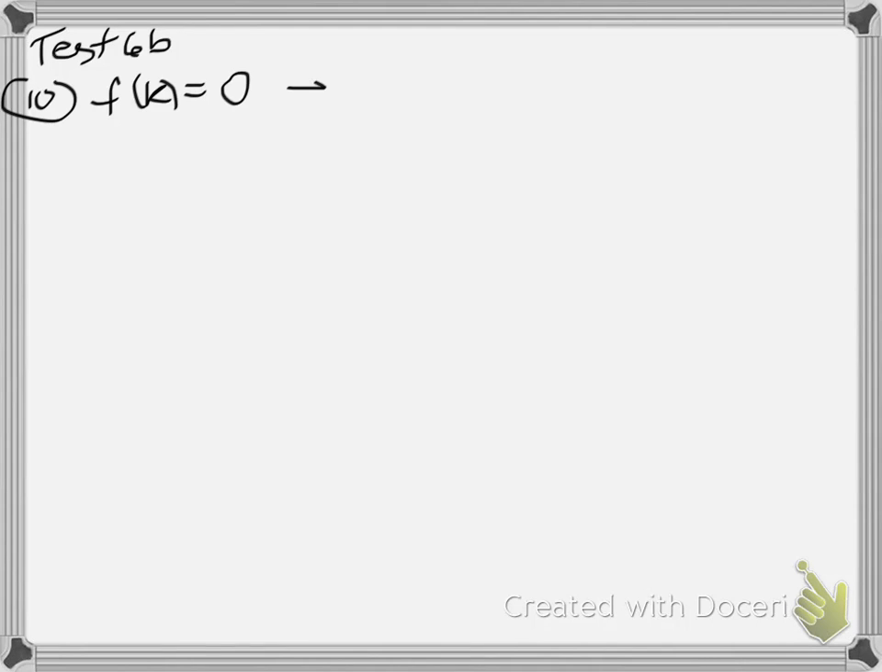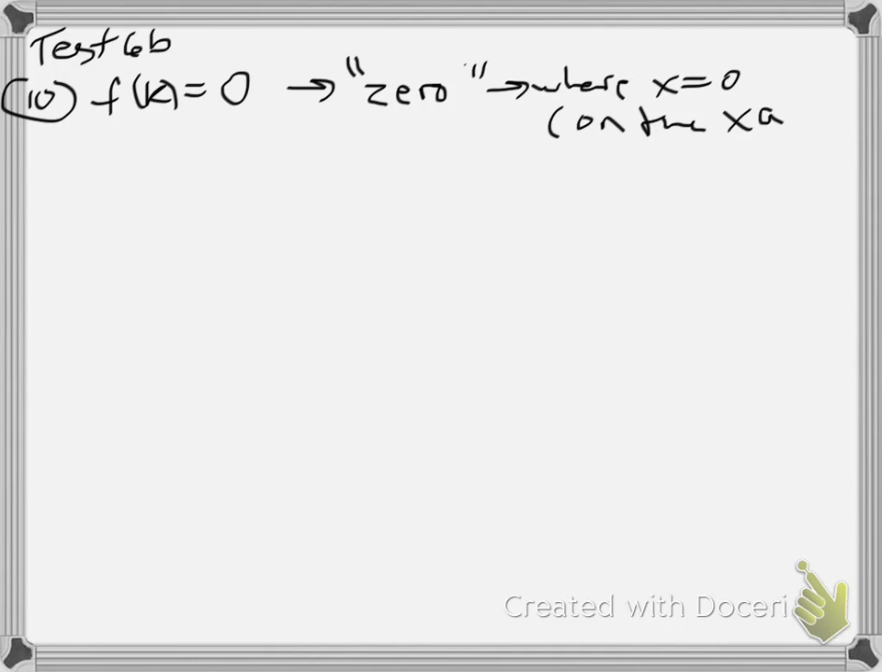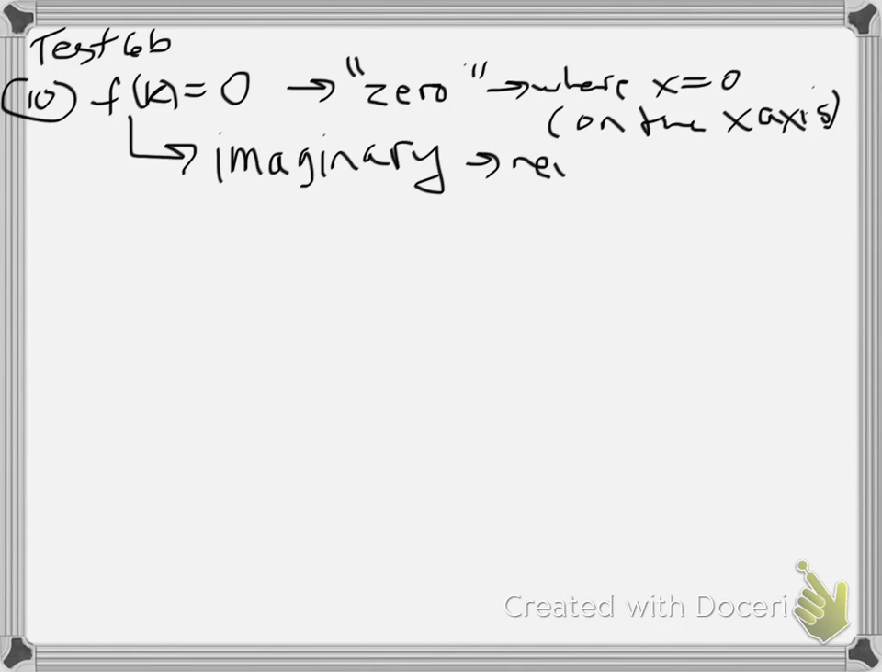So we usually think of zeros to mean where x equals 0 or on the x-axis. But we already learned that there are some numbers that you can get to complete these functions. There are some numbers that when you set it to 0, you can force it to solve. Those are called imaginary numbers, but they actually never cross. When you draw them, you never see them cross the x-axis.